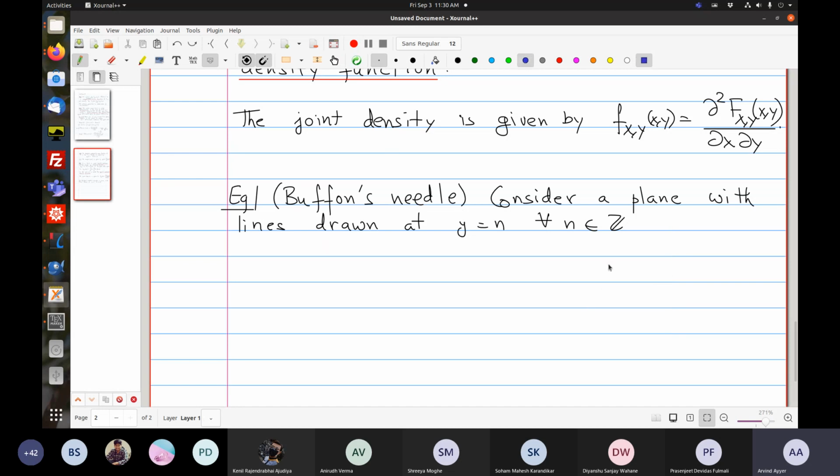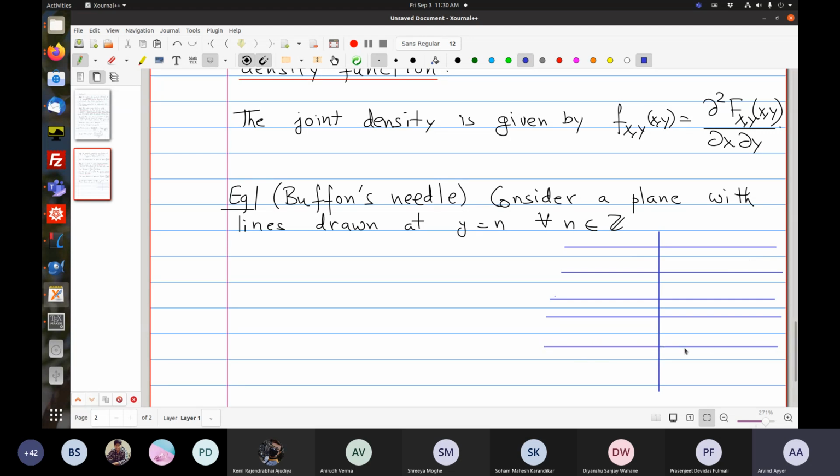Maybe I can do this. And you draw lines equally spaced, just for convention. So this is, let's say, y equal to 0, y equal to 1. Okay, I'm horrible at drawing as usual. You can see they're not equally spaced, but whatever. You get the idea. Okay, so you have these lines. I've just drawn the x-axis and y-axis just for convenience.